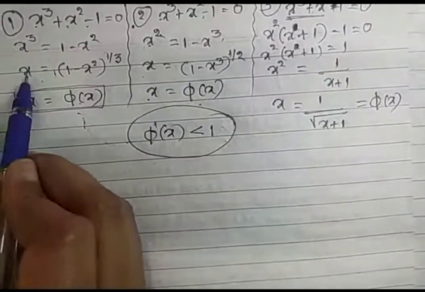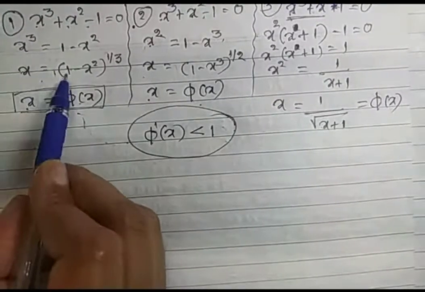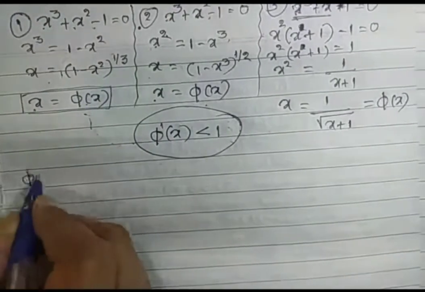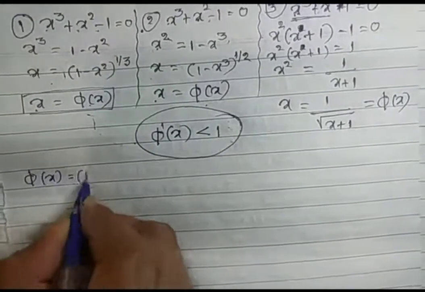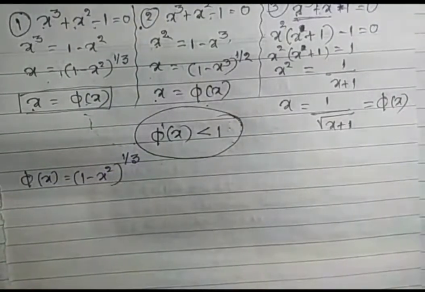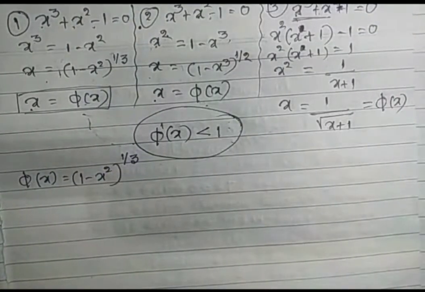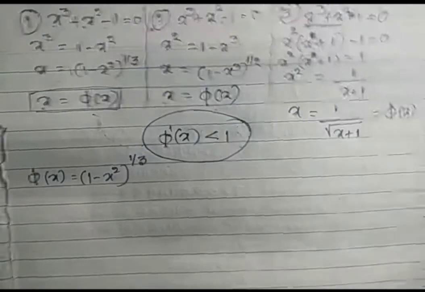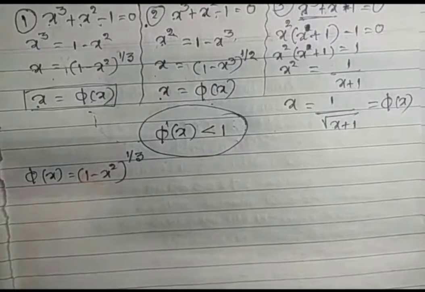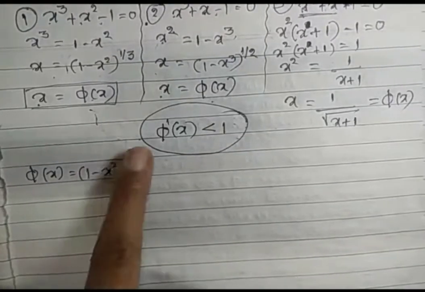See, the first one is what? Here x is equal to 1 minus x square raised to 1 by 3. The first pi of x is 1 minus x square raised to 1 by 3. Now how do we find its differentiation, that is, the derivative? You can observe this is nothing but x raised to n form. You can consider this as x and this as n.